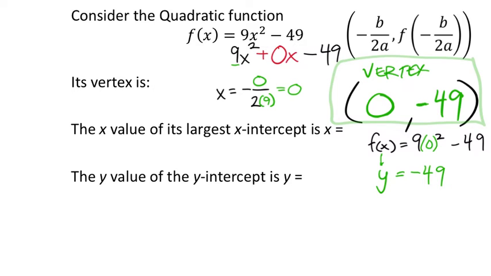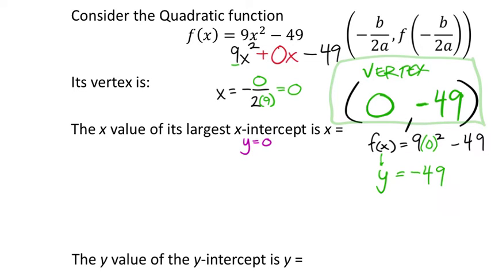Next, it says, so we did find the vertex. The x value of its largest x-intercept is x equals something. Okay, so the x-intercept, what do we know about the x-intercept? Well, at the x-intercept, the y is 0. So this means that if you were to take the original equation, and this should hopefully look familiar, we get 0 equals 9x squared minus 49.